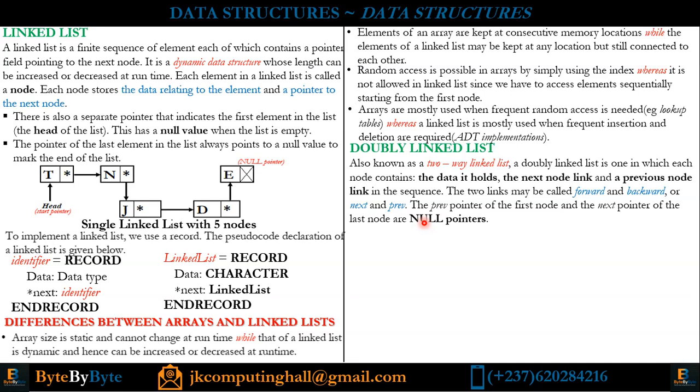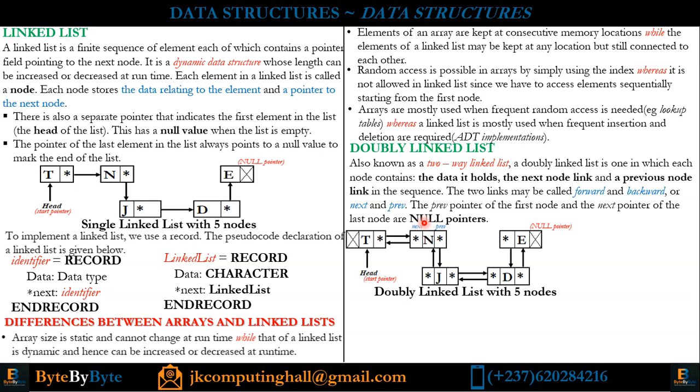That is why his previous pointer is null. And for the last element, since it is the last, it does not point to any other value. That's why its next node is null. This is a diagram we have for a doubly linked list of 5 elements. This is our first element.